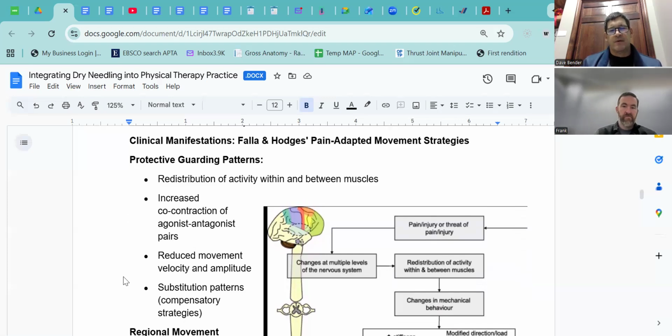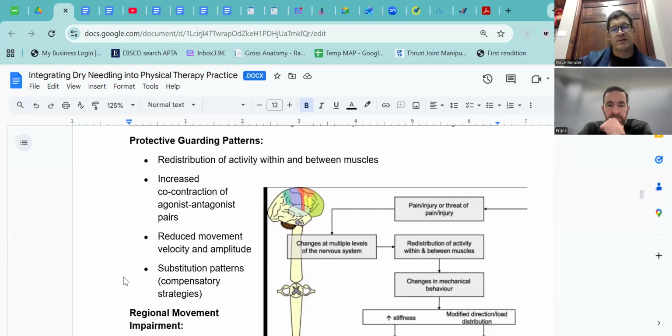Clinical modifications here. We have pain adapted movement strategies, protective guarding patterns. You think of this, in technical terms, as a redistribution of activity within and between muscles. And this pattern can happen with cortical remodeling, it could be guarding mechanisms, certainly increased tone, even just influences at the spinal segment level. This increasing co-contraction of agonist and antagonist pairs. I mean, how many times have we seen a shoulder patient moving in this aberrant pattern, and it happens so fast when any type of nociceptive input is put into the system.